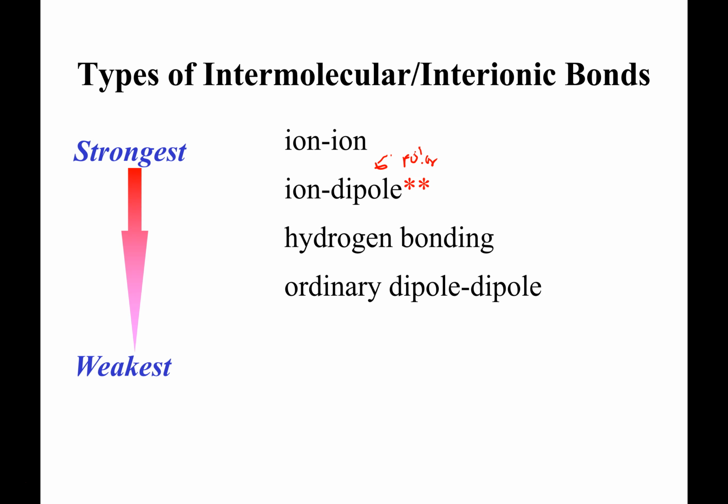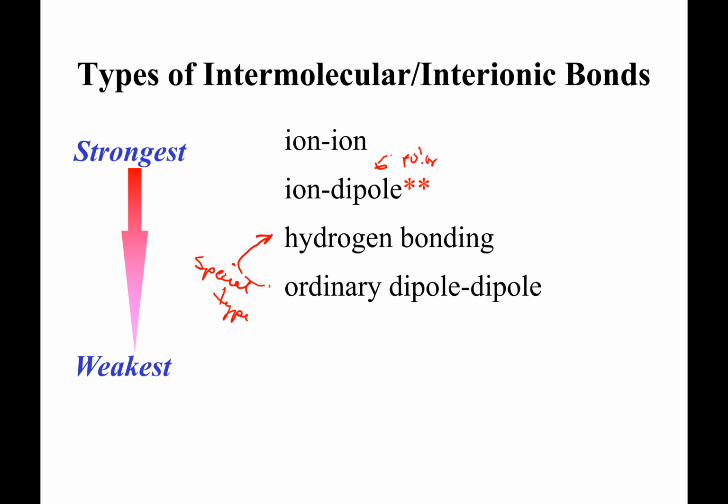I'm going to come back to hydrogen bonding. I'm going to take ordinary type and I'm going to say special type. When we talk about hydrogen bonding, we're going to say hydrogen bonding is a special type of dipole-dipole bond.